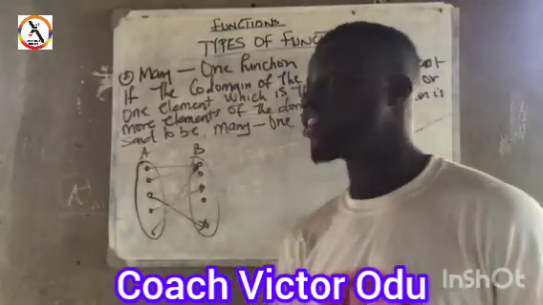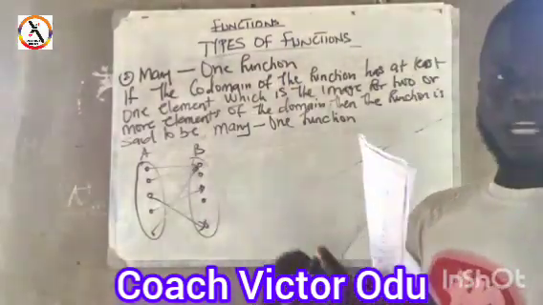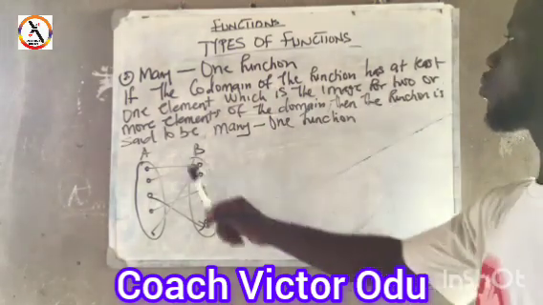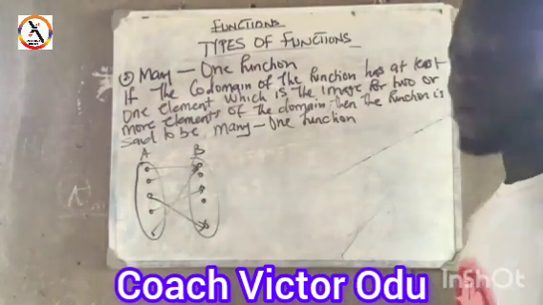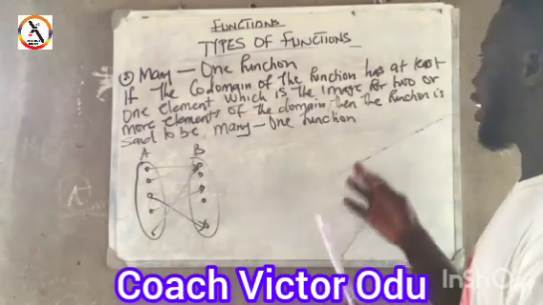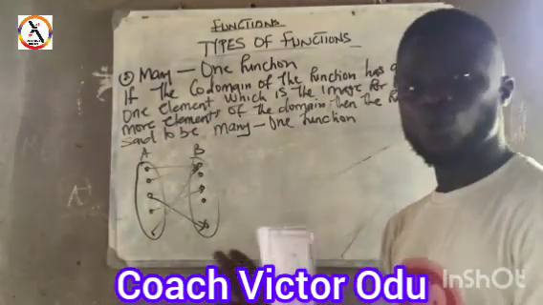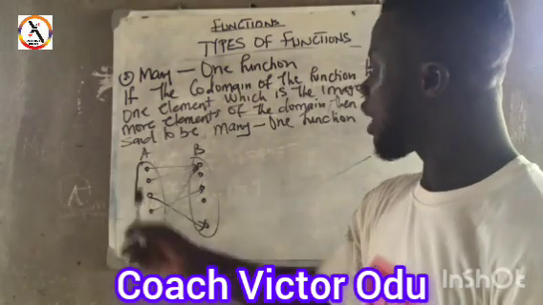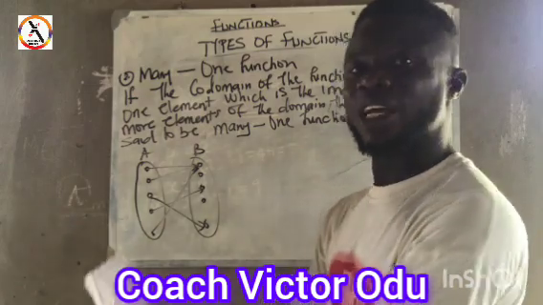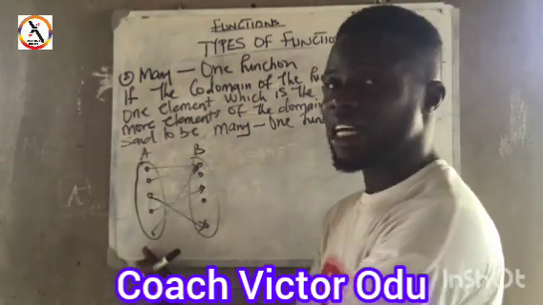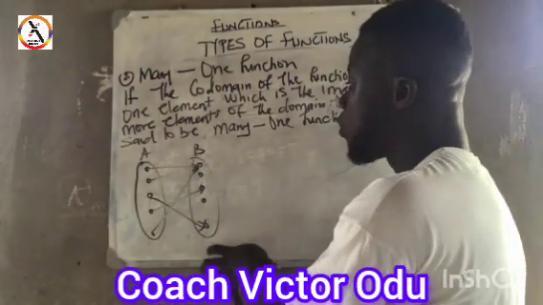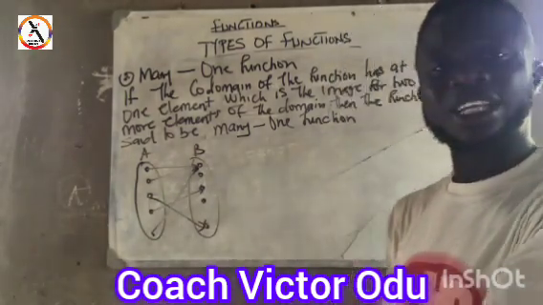The next type of function is the many-to-one function. So let's read on the board, then I explain. If the codomain of the function has at least one element which is the image for two or more elements of the domain, then the function is said to be many-to-one. So if at least one element of the codomain is related to two or more elements of the domain. The domain in this case, as I've explained before, is the independent variable, and the codomain, which is the range, is called the dependent variable.